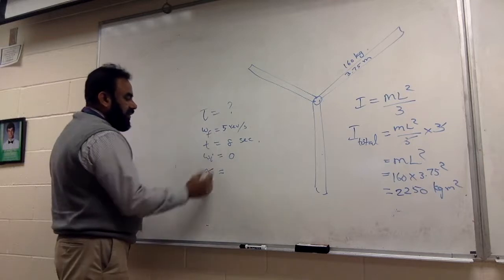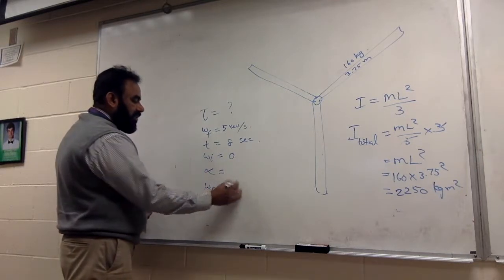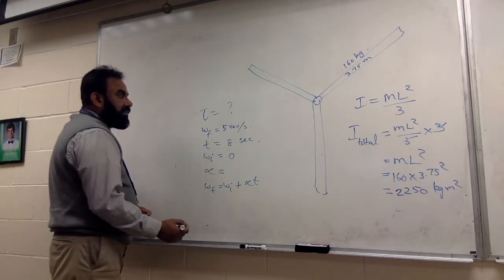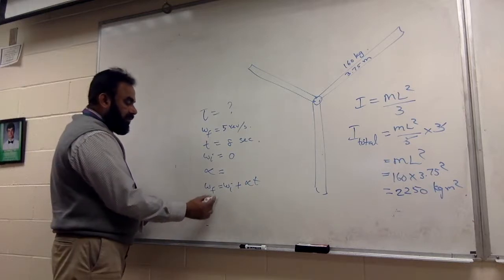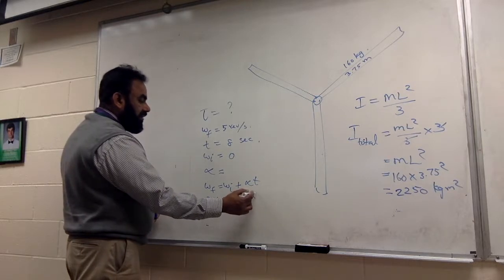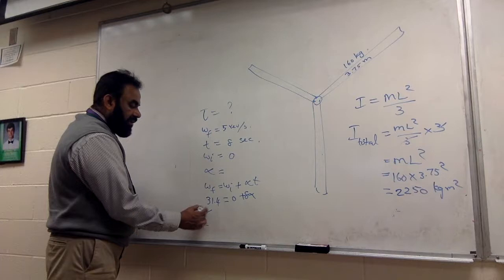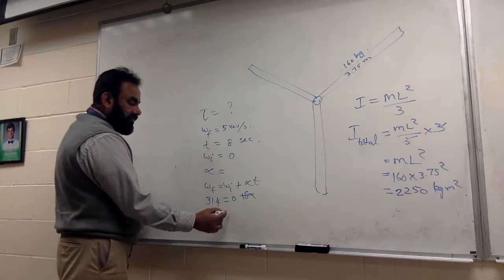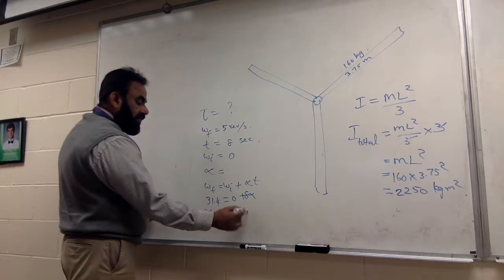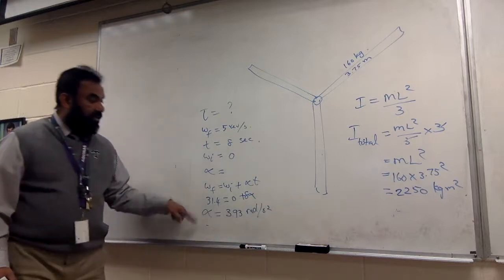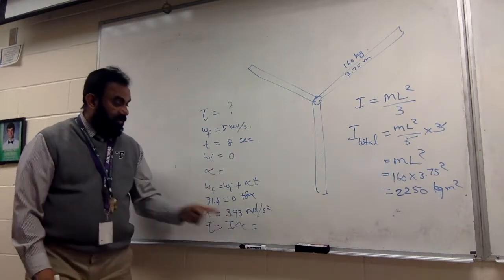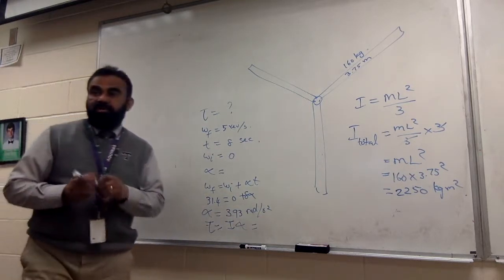So we have omega final is equal to omega initial plus alpha t. Omega final is 5 revolutions per second, 31.4 radians per second, equal to 0 plus alpha times 8. So alpha is equal to 3.923 radians per second square. Now you use the equation torque is equal to I alpha. You have the I, you have the alpha, multiply them and get the torque that is needed.